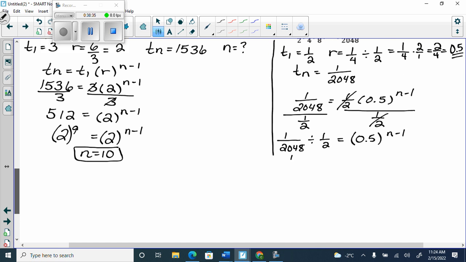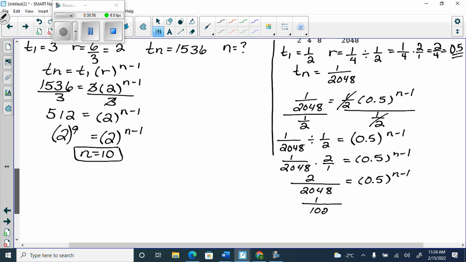And dividing by half is like multiplying by 2. So you probably did it in your calculator and got the math anyways, but I'm going to do it algebraically. So you get 2 over 2048. And 2 over 2048 can reduce to 1 over 1024. Now you're trying to figure out 1 over 1024. You're trying to figure out 0.5 to the what is 1 over 1024.